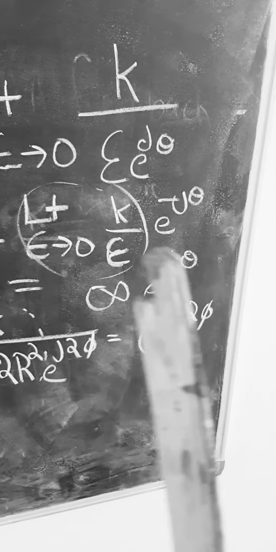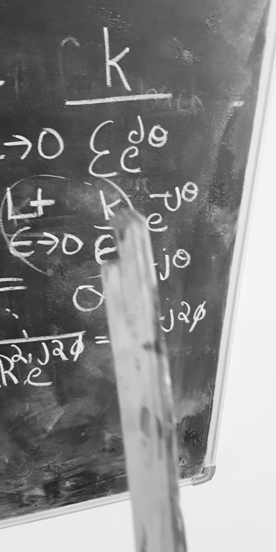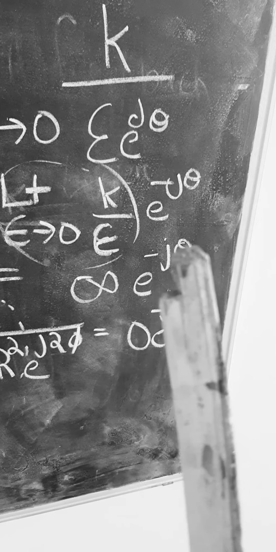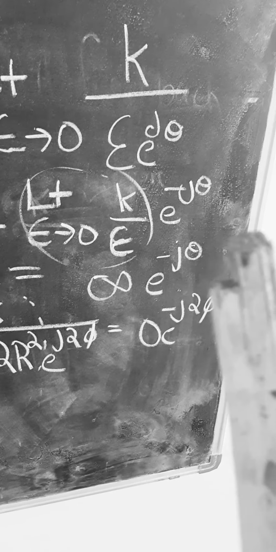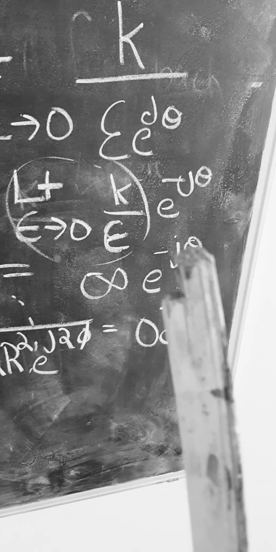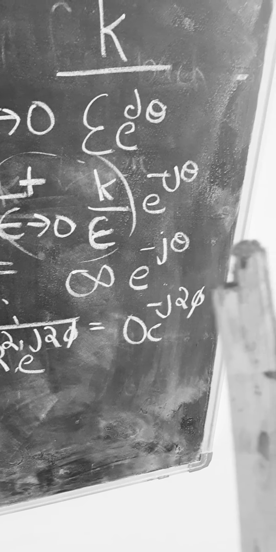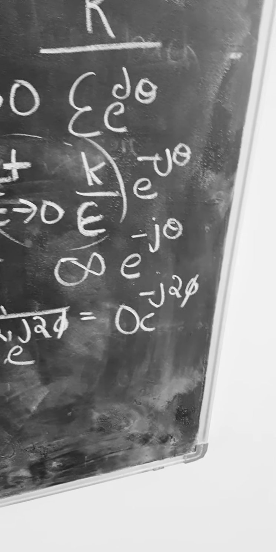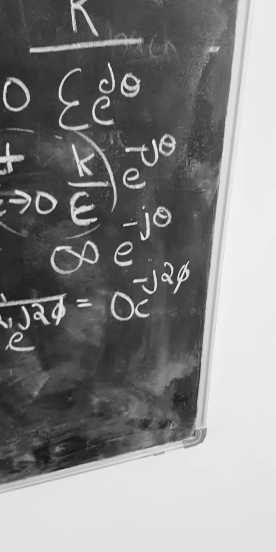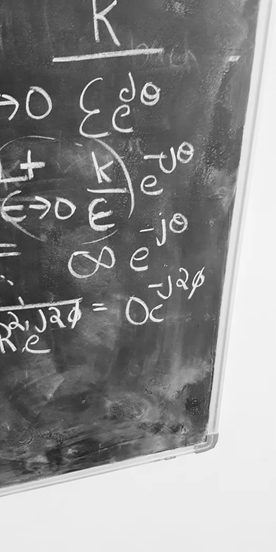So here, when epsilon tends to 0, some term divided by 0 becomes infinity, then e to the power of minus j theta. And theta, you try to understand, theta varies from minus pi by 2 to 0 to plus pi by 2. Phi varies from plus pi by 2, 0 and minus pi by 2. So there are two angles, one is theta and phi.